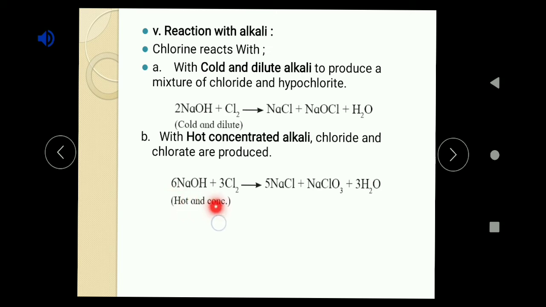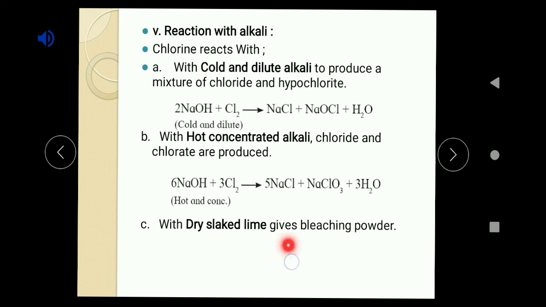Now, NaOH on treatment with chlorine, but NaOH taken is hot and concentrated, we get NaCl, sodium chloride, sodium chlorate, and water. So this is the difference when chlorine is treated with cold and dilute alkali and hot and concentrated alkali. You have to remember, a particular question is asked in exam. What happens when chlorine is treated with cold and dilute alkali or hot and concentrated alkali? Next is reaction with alkali again, but it is dry slaked lime.